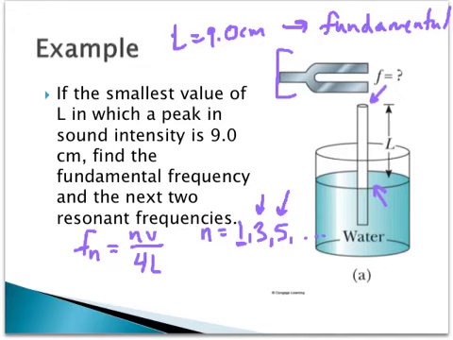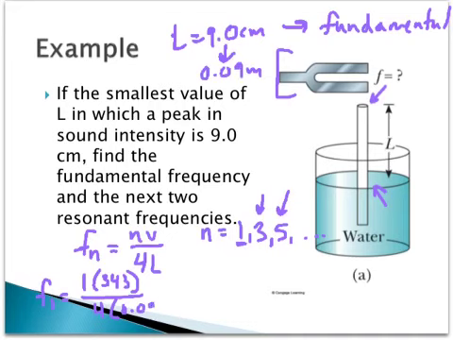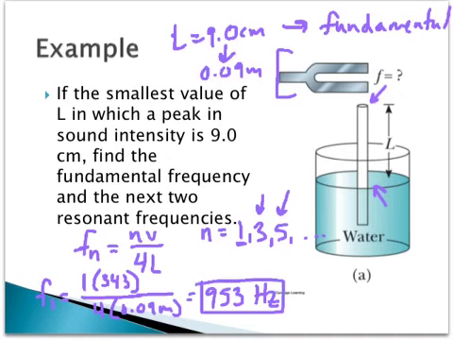Looking at the first one, trying to find the fundamental, f1 will equal n, which is 1, times v, which if we don't know it, we always assume the speed of sound in air, 343, divided by 4 times L. Make sure I put this into meters, which would be 0.09 meters. Plugging that in, we get a fundamental frequency of 953 hertz. So here's the fundamental.